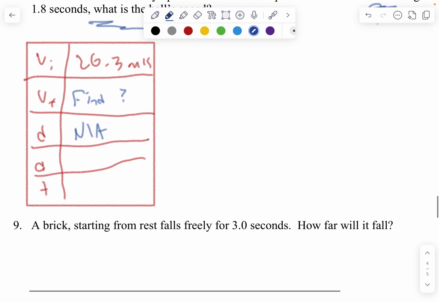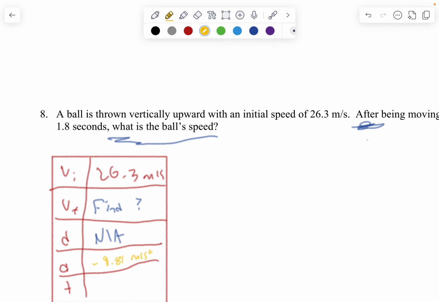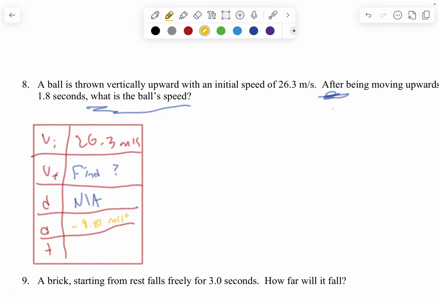Before we get too excited, let's just finish the data table. Acceleration is negative 9.81 meters per second squared. And why negative? Well, because we called the initial upward velocity positive, and now, since gravity is in the opposite direction, we're calling it negative. Remember that with velocity or acceleration, negative or positive just means direction, kinematics. So time is 1.8 seconds.